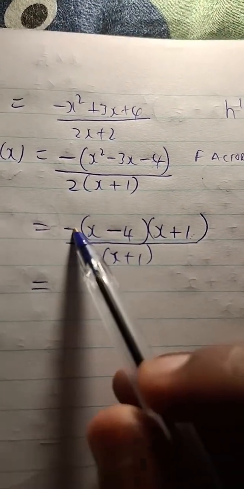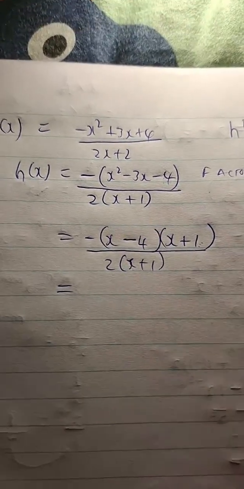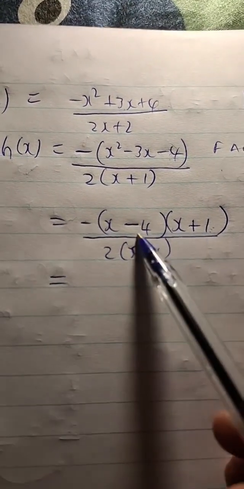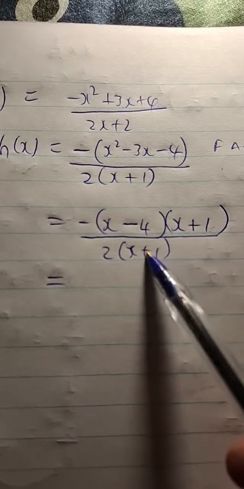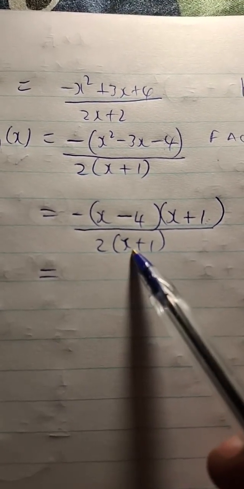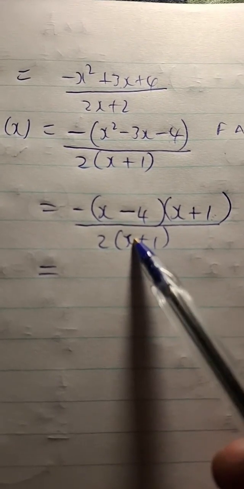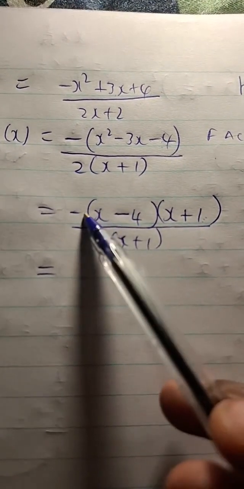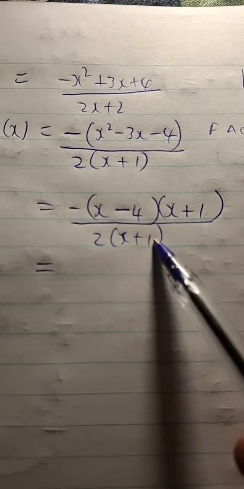So x plus 1, so we have negative into x minus 4. This is grade 12, but grade 8 definitely. Okay, so negative into x minus 4 into x plus 1, that's factorized, over 2 into x plus 1.